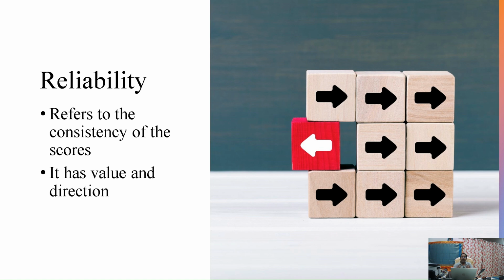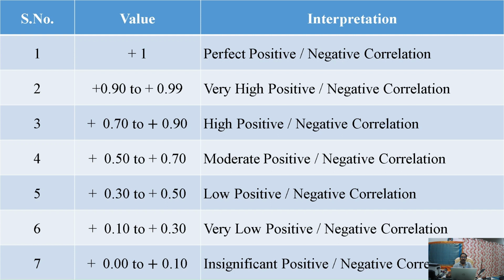Reliability has a value and direction, so it is a vector quantity. If it is positive, then if there is an increase in x, there is also an increase in y. If it is negative, if there is an increase in x, there will be a decrease in y. So x increases, y increases: positive. x increases, y decreases: negative correlation. The range goes from minus 1 to 0 to plus 1, and these are the norms.